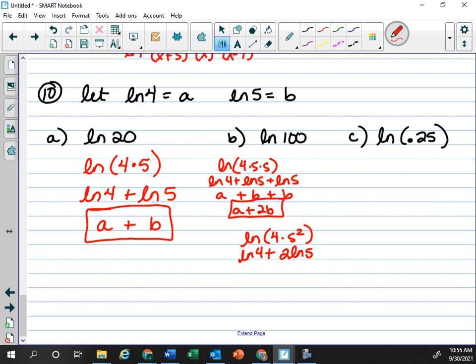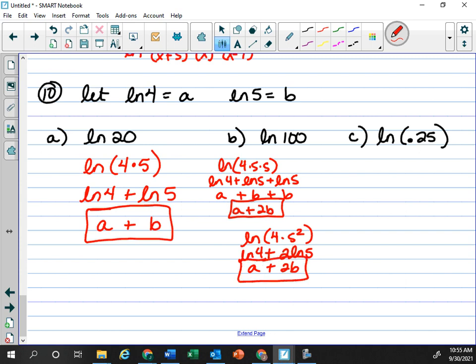With the exponents, you want to make sure you deal with those becoming coefficients before you substitute in the A or the B. Because you can't substitute the B if you still have 5 squared. It's not B squared, it's 2B. So that one wasn't too bad.